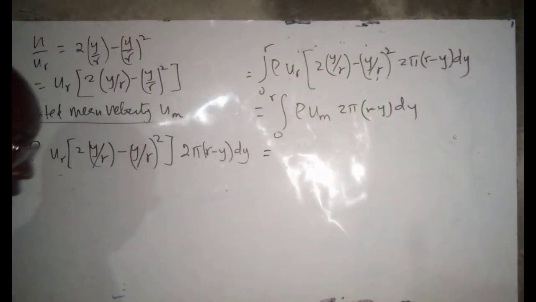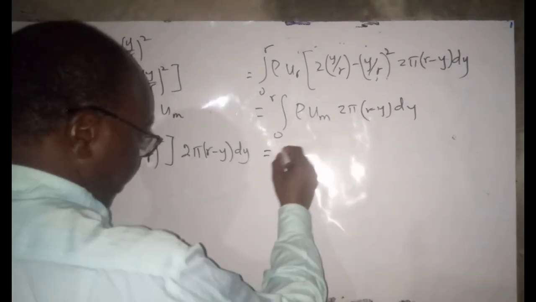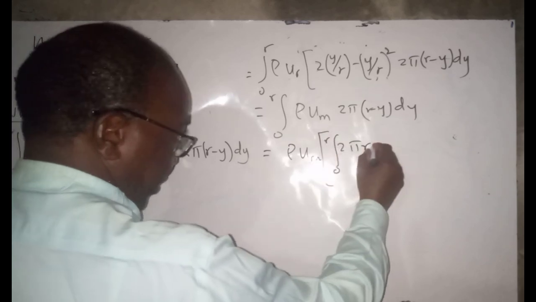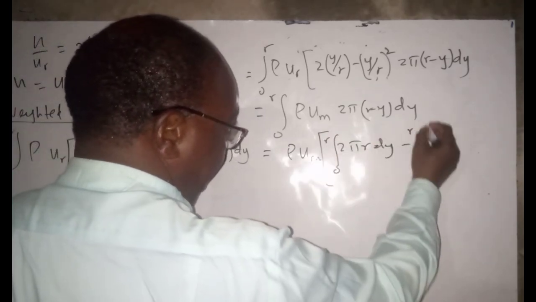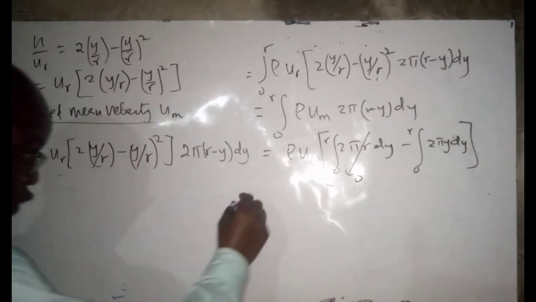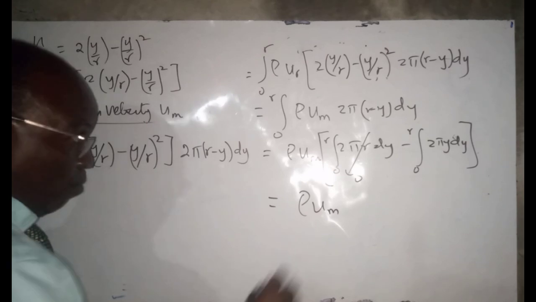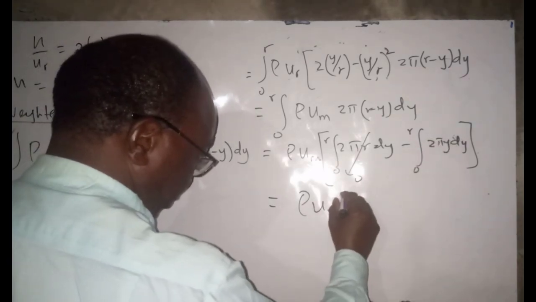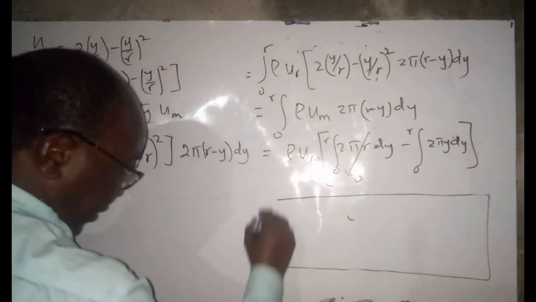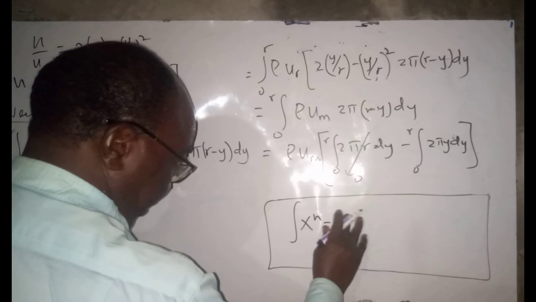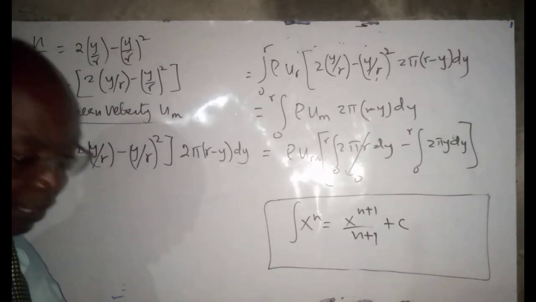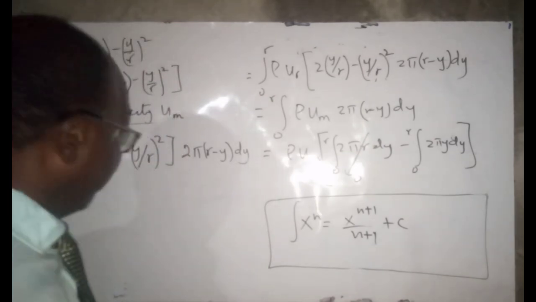Solving this integral, we have rho u_m times 2 pi r integral of dy minus the integral of 2 pi y dy. Don't forget, let's remind ourselves, using the identity, the integral of x to the power n is x to the power n plus 1 over n plus 1, plus c. We are familiar with this integral. We have used it, we keep using it, and we will still be using it extensively.